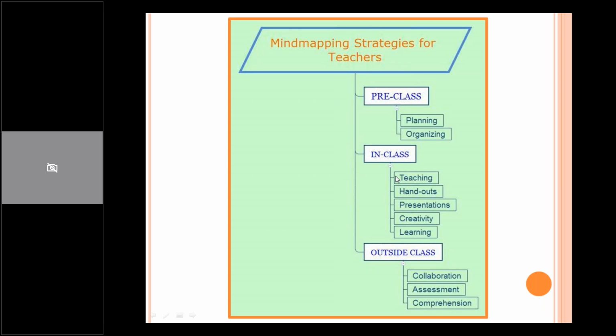When the class is going on, when you're interacting with the students live, you can make use of mind maps either for teaching or to distribute the handouts or presentations, or to build creativity among children. You can use mind maps. To make the children learn faster, you can make use of mind maps. Though your class is over, you can make use of mind maps for collaboration.